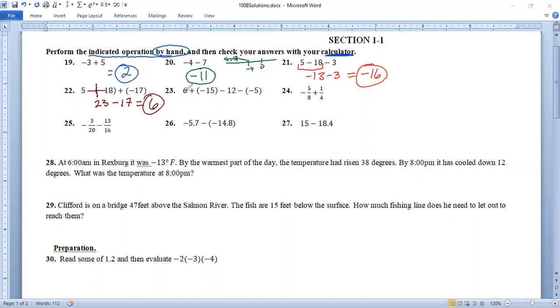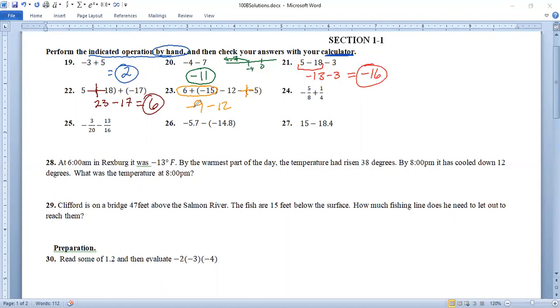Okay, number 23, 6 plus a negative 15. These are opposites, so let's do those together. They're subtracting. 15 minus 6 is 9, but the negative one wins in this case, like income and debt. If you have income of 6 and a debt of 15, you're in the hole $9. Then we're going to minus 12, and then we're going to add 5.